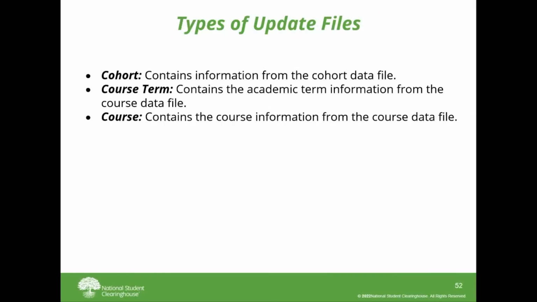There are 3 types of update files you can submit: cohort update file, course term update file, and course update file. The information from the original course file is split between the term and course update file. Due to the way the data is matched by the clearinghouse, you cannot update both the term and course data in one file. The cohort contains information from the cohort data file. The course term contains the academic term information from the course data file. And the course update file contains the course information from the course data file.